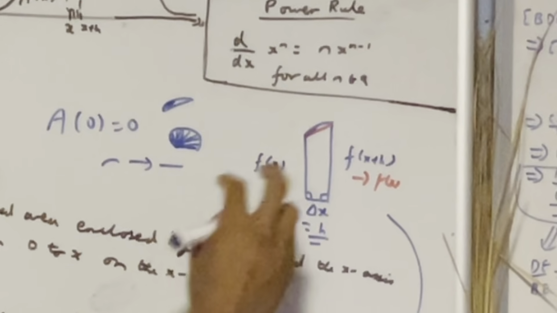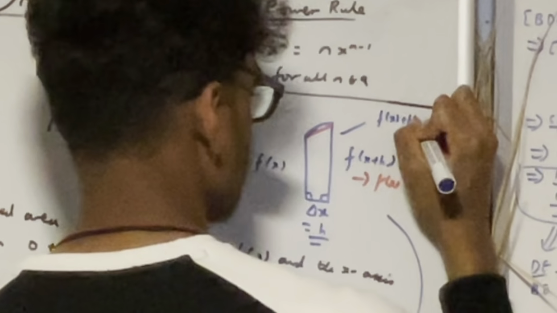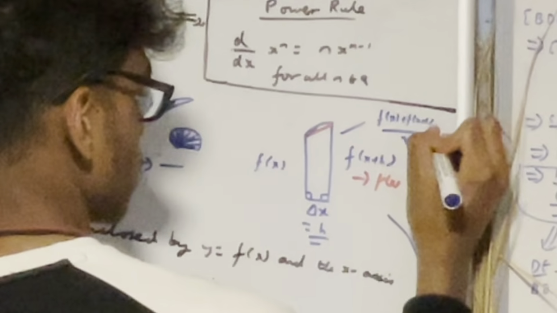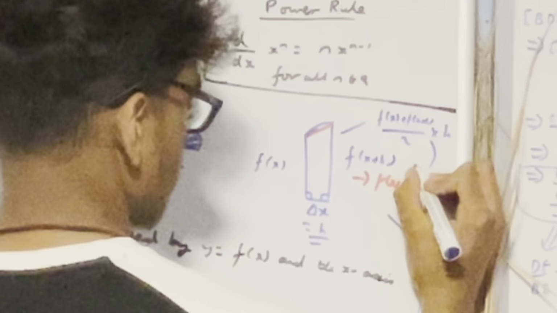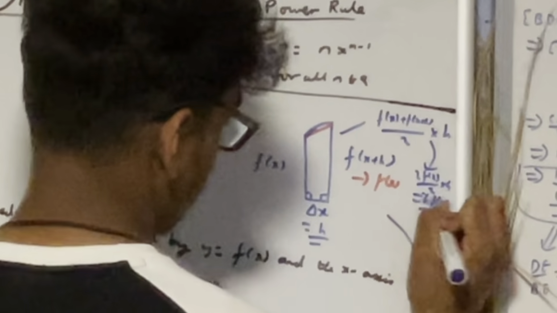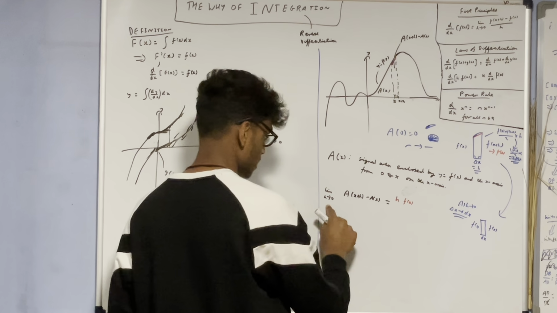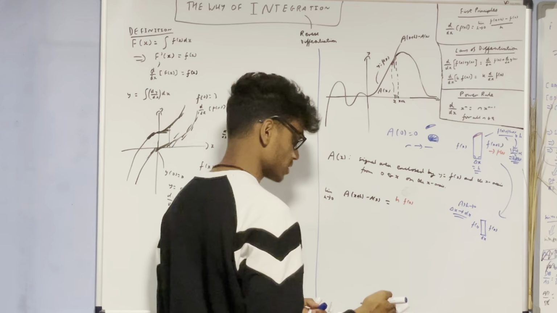Well, if you want to use the area of a trapezium, this is just f of x plus h all over 2 times h, and that tends to h times f of x, if you really want to use trapeziums here. That limit, as h tends to 0, is just h times f of x.